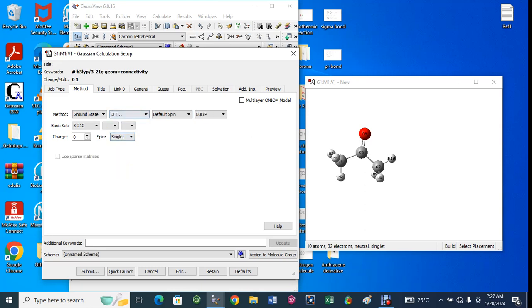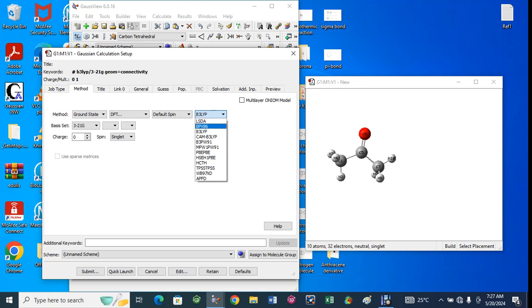So if I select on this, we can see default spin. I won't choose anything. We have the B3LYP. This means the Becke three-parameter Lee-Yang-Parr. These are all functionals that we can use to carry out the calculations. Now LSDA is a functional on its own. It is an LDA functional. That is the local density approximations.